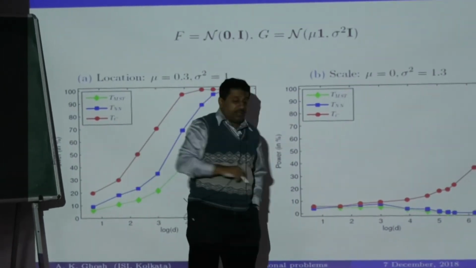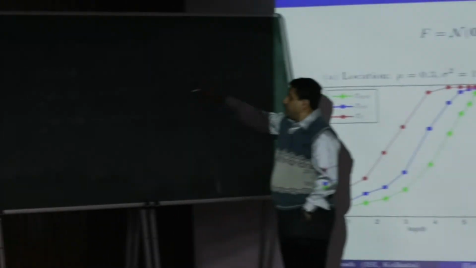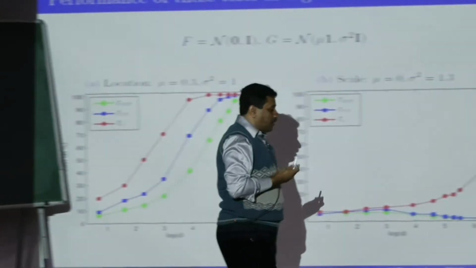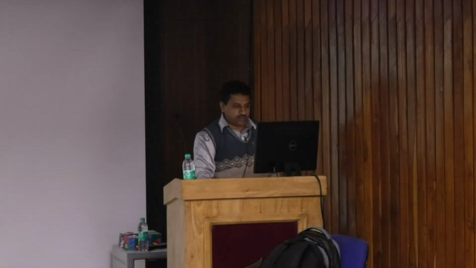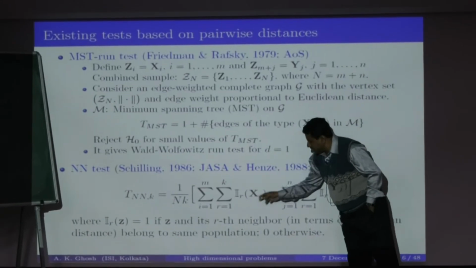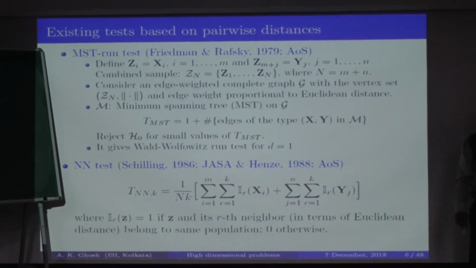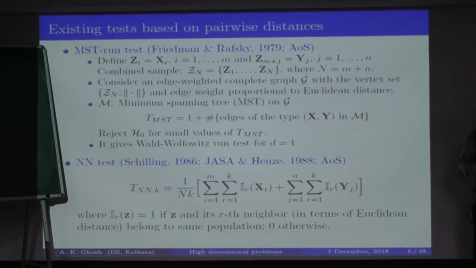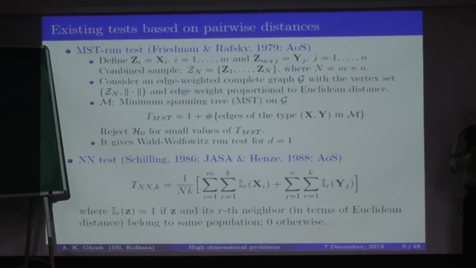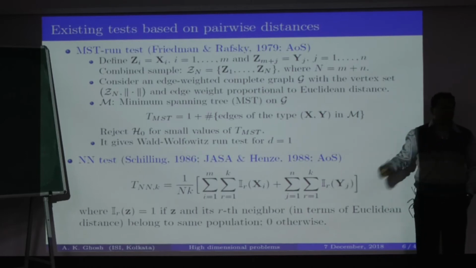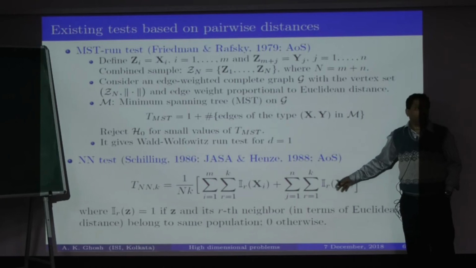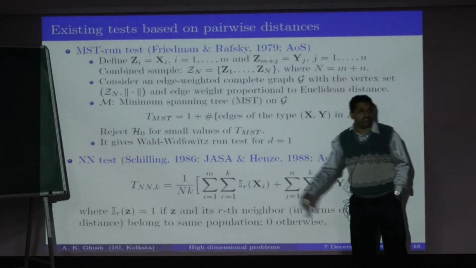So as a result, if I look at the proportion, if I look at this test statistic, whatever I'm saying, what was that? Here, all these indicators will be 1, because neighbors of x will come from the x population itself. But what about neighbors of y? They will also come from the x population, not the same population where y belongs. So all these indicators will be 0, and all these indicators will be 1.